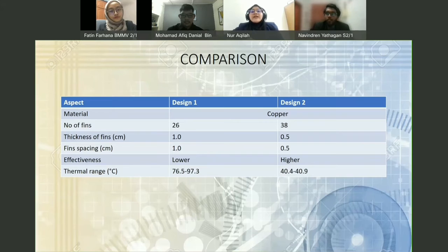And finally, the thermal range of design 1 is between 76.5 to 97.3 degrees Celsius. Meanwhile, design 2 is much lower, from 40.4 until 40.9 degrees Celsius. So that's all from me. Thank you. Moving on to the next person.